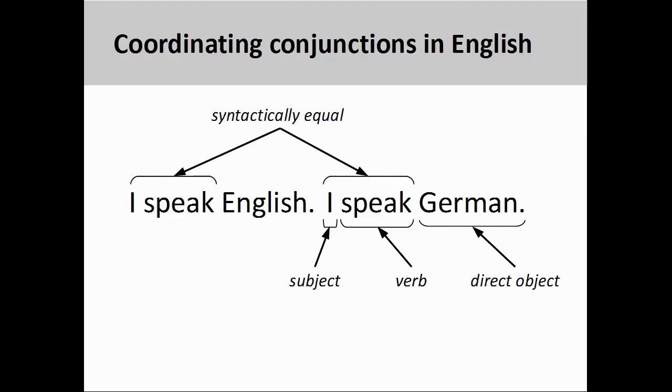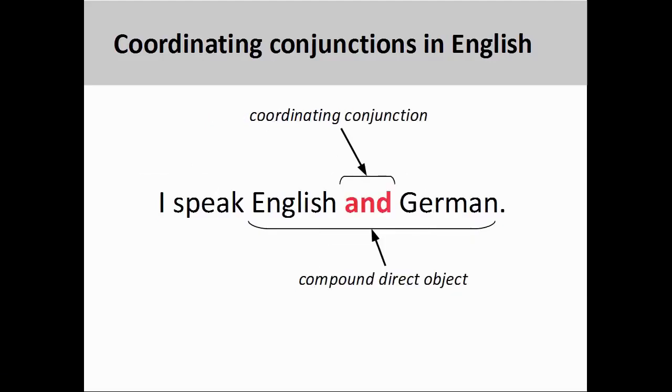Indeed, the first two elements of the sentence are syntactically equal, that is to say, the subjects and verbs of both sentences are exactly the same. As the first two elements of the second sentence are the same, we could merge the two sentences into one by removing the redundant elements and joining the direct objects with a coordinating conjunction, and. This creates the compound direct object you see on the screen.